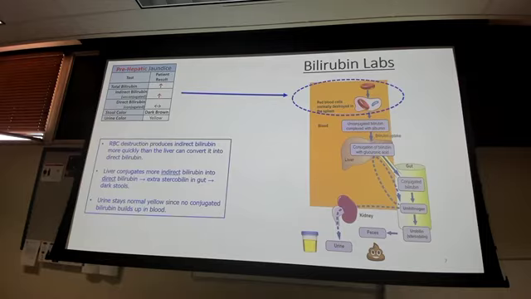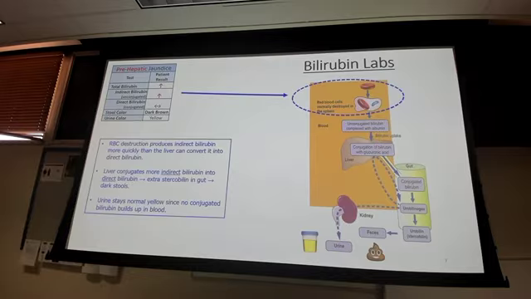Let's break this down more. So when you order a lab test, depending on which lab you get, most of the time they're going to tell you the total bilirubin level. That total bilirubin level is just a combination of indirect and direct, right? So in real life, you may not get the direct and indirect levels, but you'll get the total. If you see a total that's elevated, you have to figure out why that's elevated.